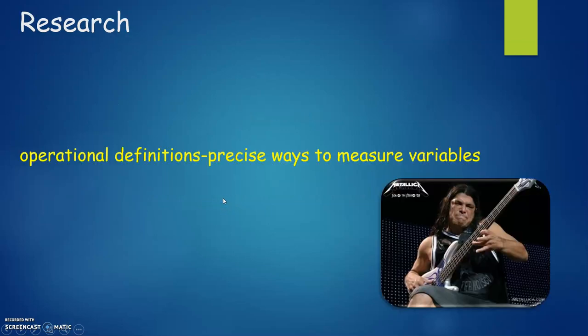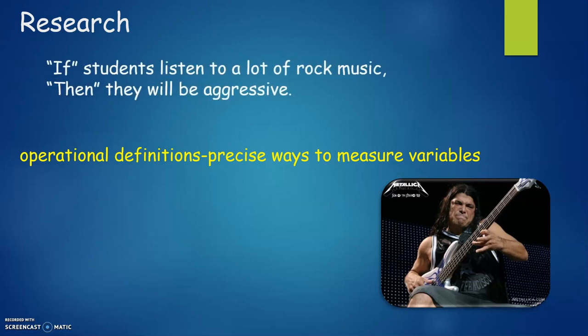Now, the other thing to keep in mind is the word operational definitions. These are precise ways to measure variables. Now, one of the things we need to know when we test a hypothesis is, let's say that someone is doing the study in San Antonio and someone is doing the study in Seattle. It says here, if students listen to a lot of rock music, then they will be aggressive. If someone in Seattle is doing this and someone in San Antonio is doing this, there are words in here which they could misinterpret.